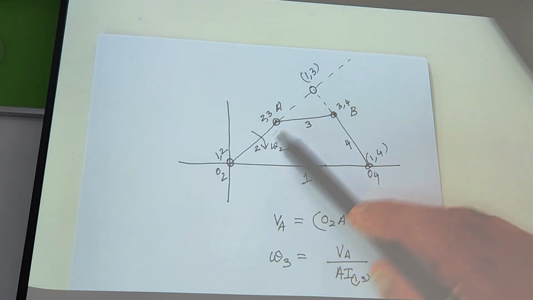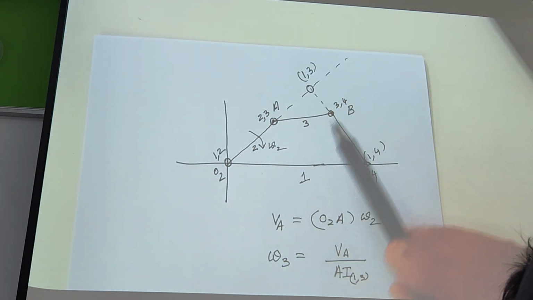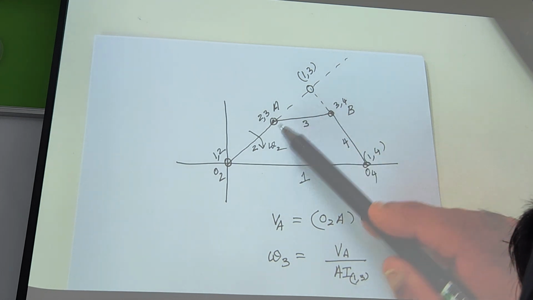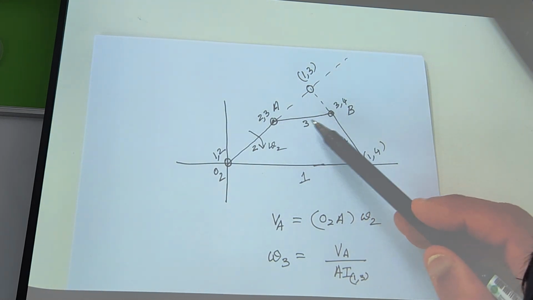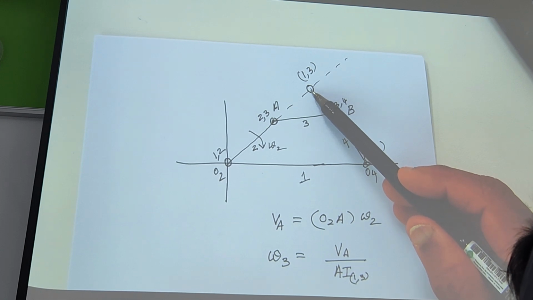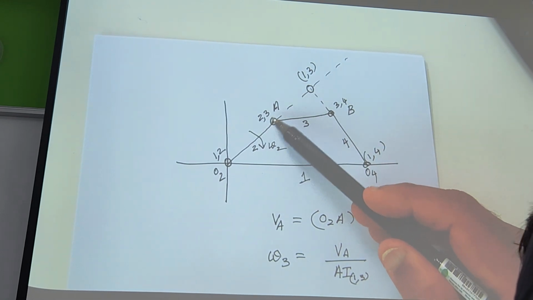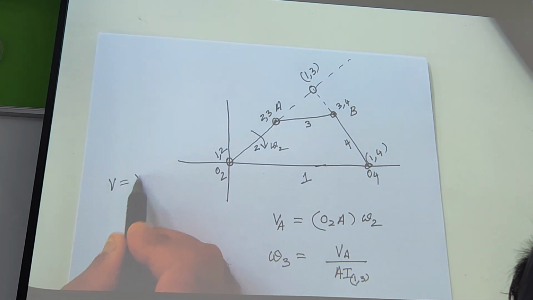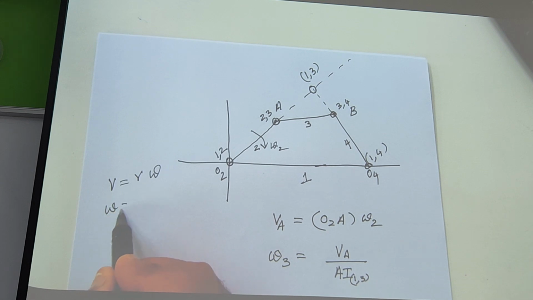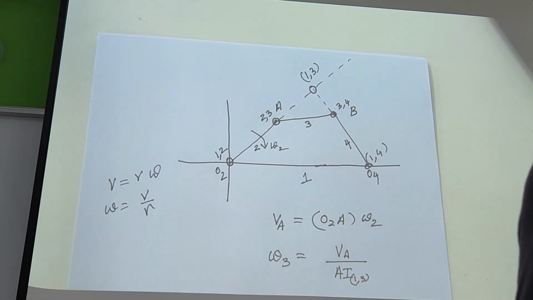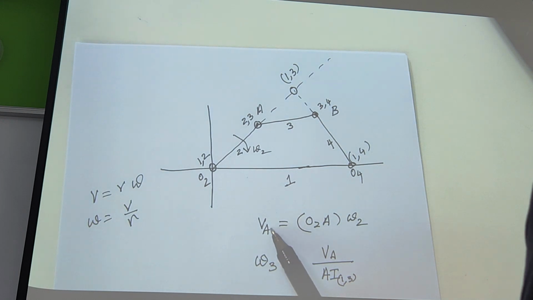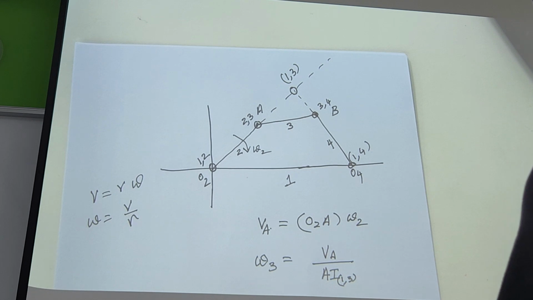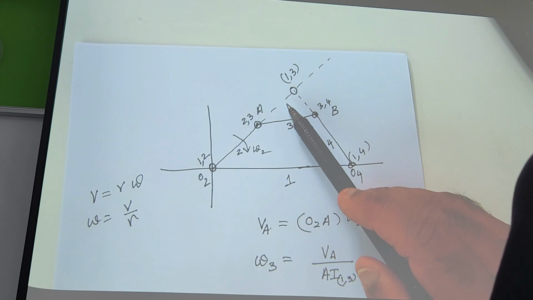So you plot the mechanism to scale, identify all the instantaneous centers, measure this distance. Now point A on link 3 will have the instantaneous center here. Since you already know velocity A, always you know V is R omega, so omega is V by R. Once you know velocity A, we can calculate angular velocity of link 3 just by measuring the instantaneous centers.